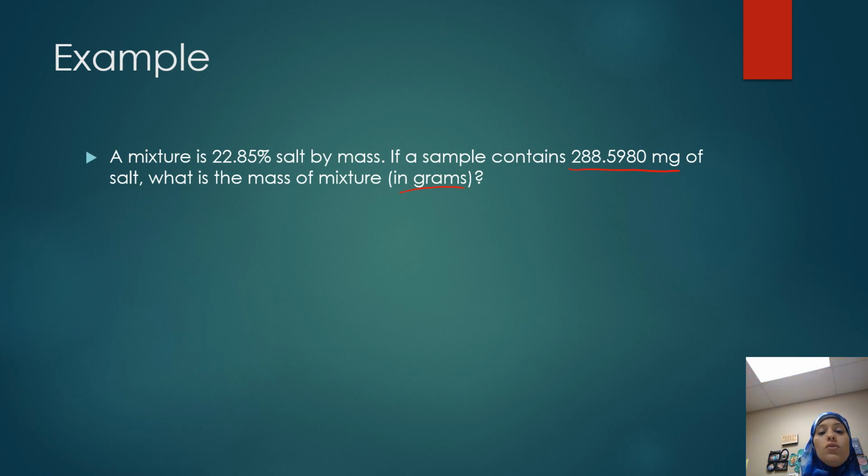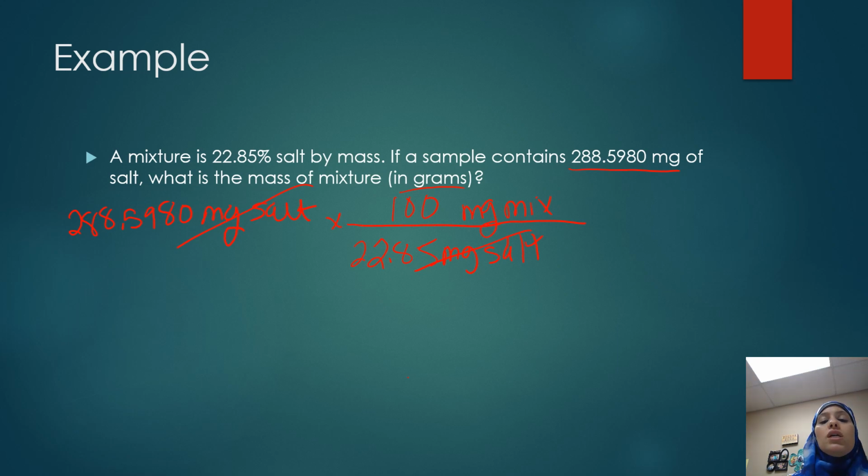So you can do this one of many ways, but the easiest thing for me is to go ahead and start with my given. So here I have 288.5980 milligrams, okay, of salt. Is that my part or my whole, guys? That's my part, right? Because there's the salt in this mixture. So I'm just going to use whatever units that I started with to do my percentage conversion, okay? So I'm going to go from milligrams of salt to milligrams of, let's see, mixture, okay? Now, you can go ahead and say, okay, for every 100 milligrams of mixture, I have 22.85 milligrams of salt, which is the part. And then the milligrams will cancel.